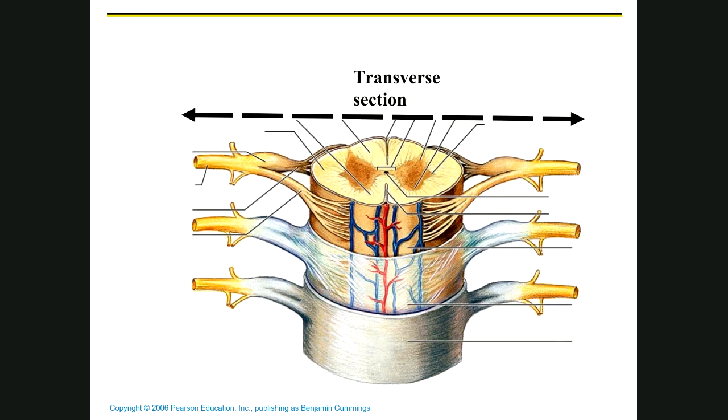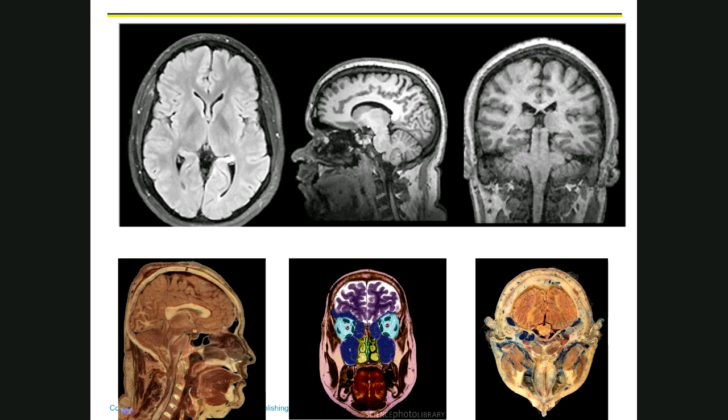There's another transverse section. This is an enlargement of the spinal cord. But look, there's more up here that's been removed. So that's a transverse section. So here are those three sections. Up here, these are MRIs. And down here, these are basically colorized MRIs.